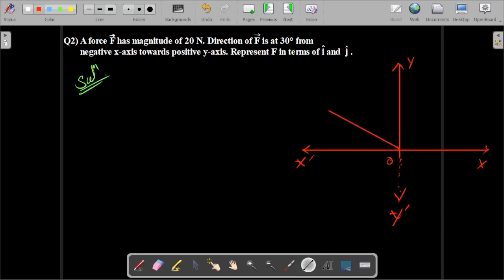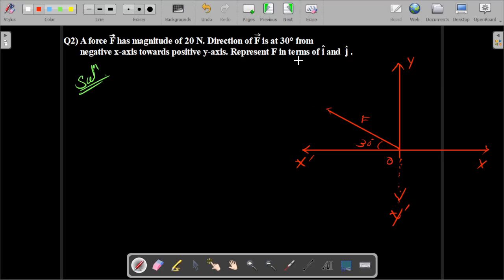So this is the force. This force is making 30 degrees with the negative x-axis. The force is in the positive y direction, the upper side. So this will be positive y, negative y, not on this side. So this is towards the y-axis.